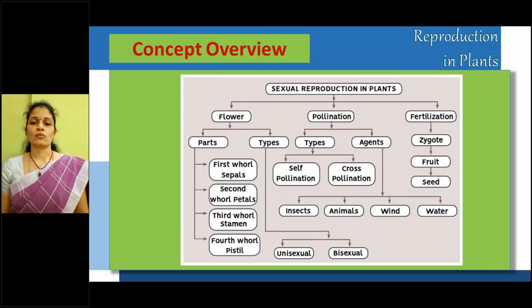The next one is water. Water also helps in pollination. It is also an abiotic agent.